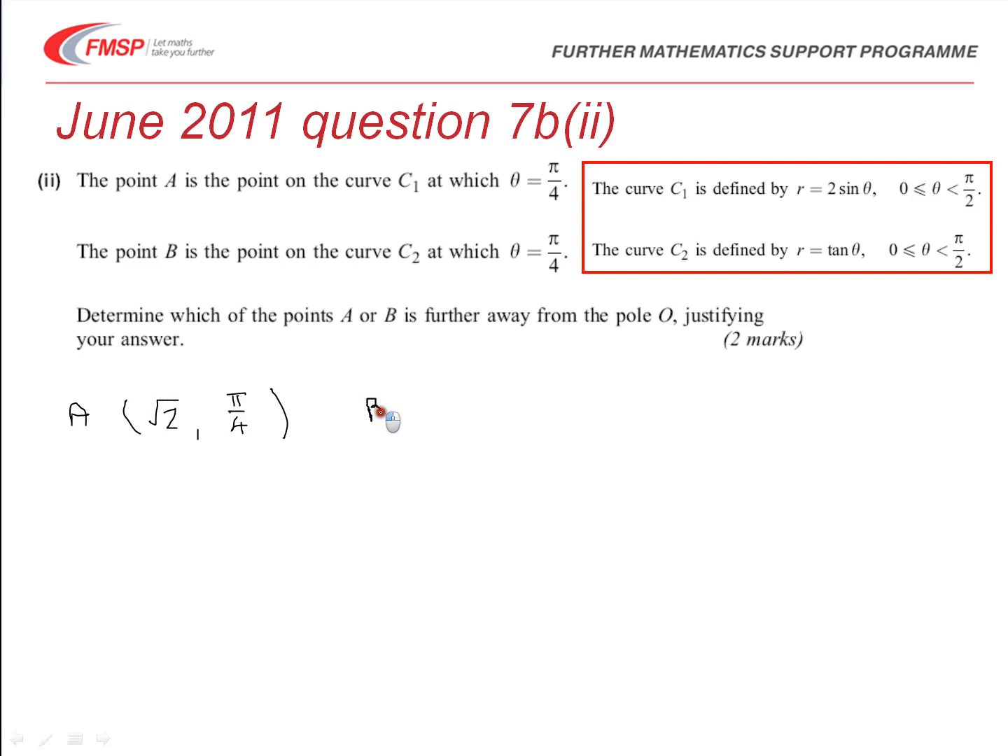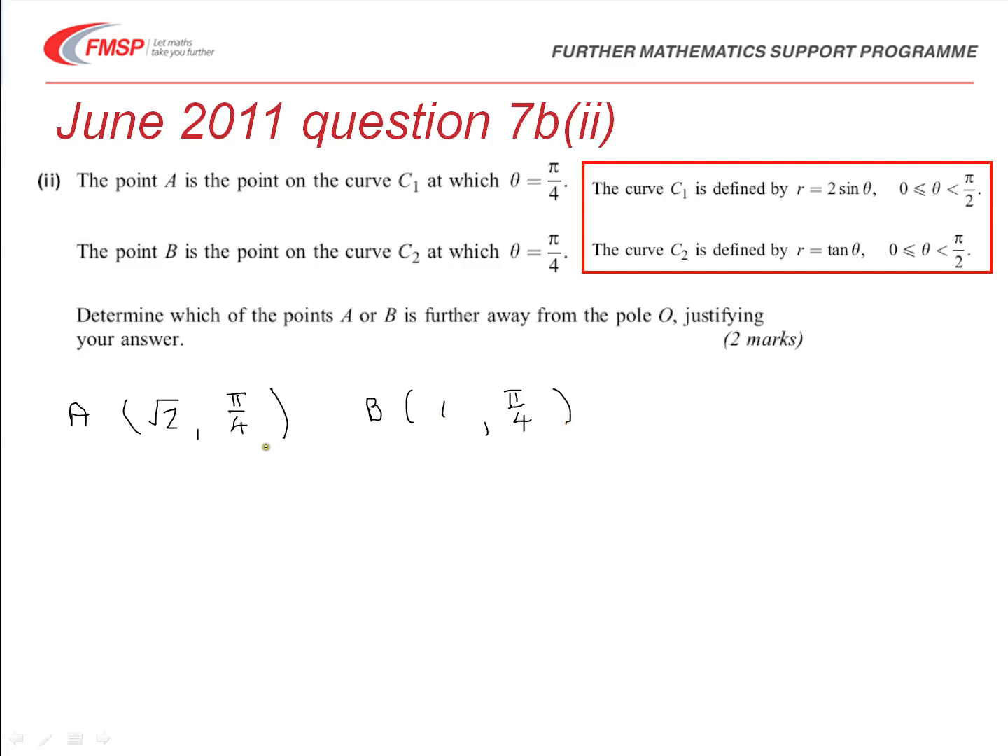Similarly for B, it lies on curve C2. Again, theta is pi by 4, so they're lying on the same arc going out from the origin, and this time we have the tan of pi by 4, and the tan of pi by 4 is going to be 1, isn't it, because it's pi by 4, 45 degrees, yep, it's 1.